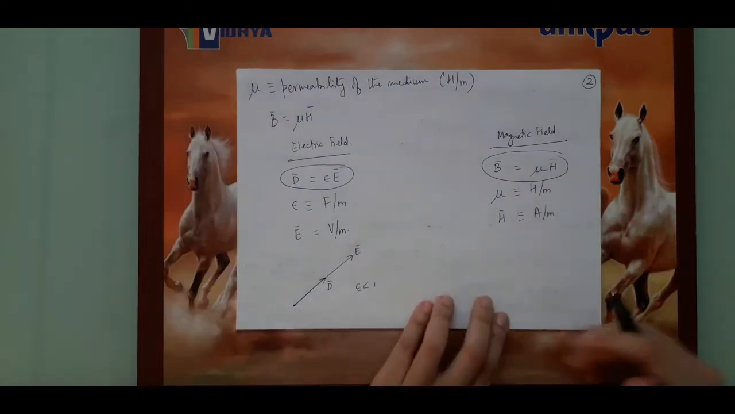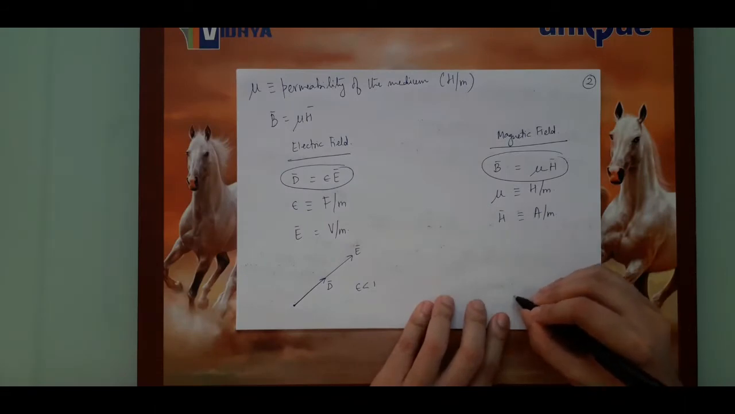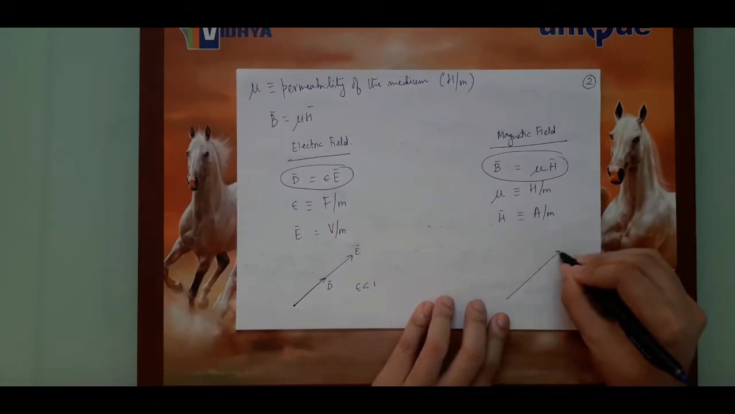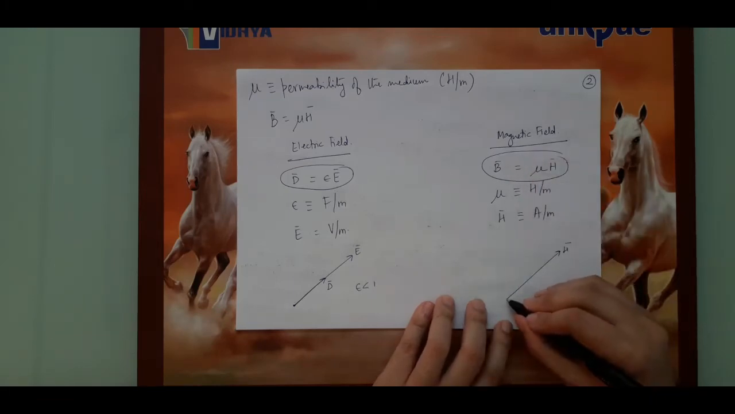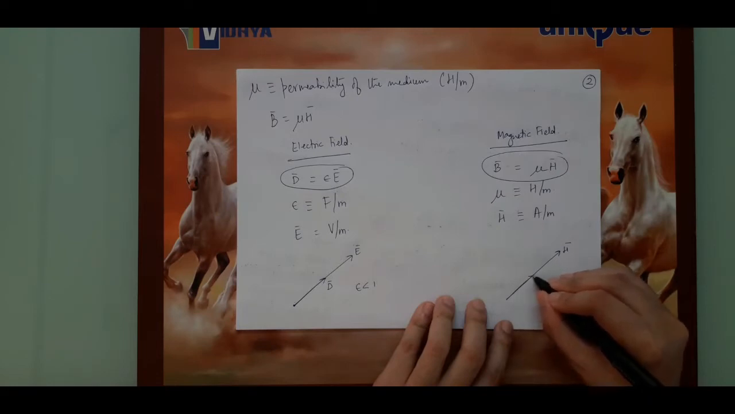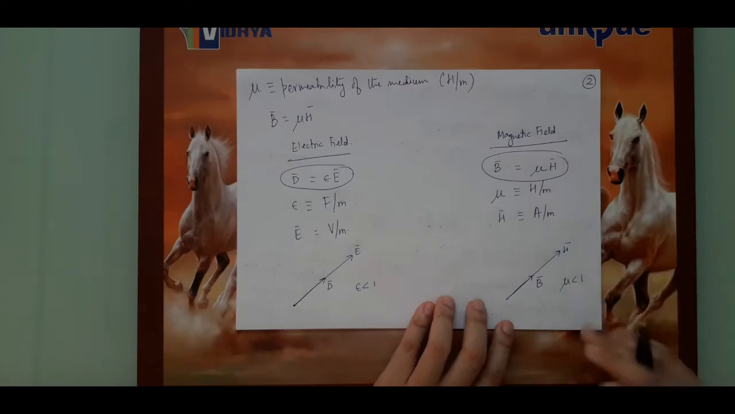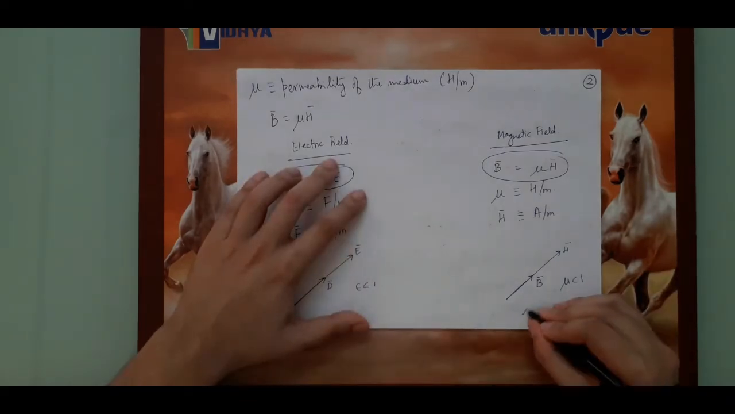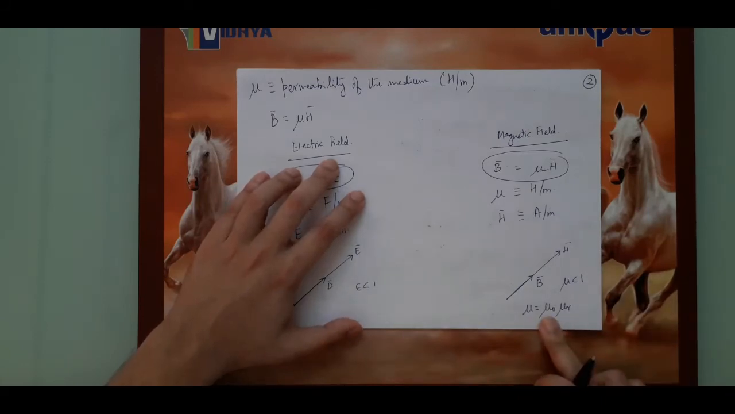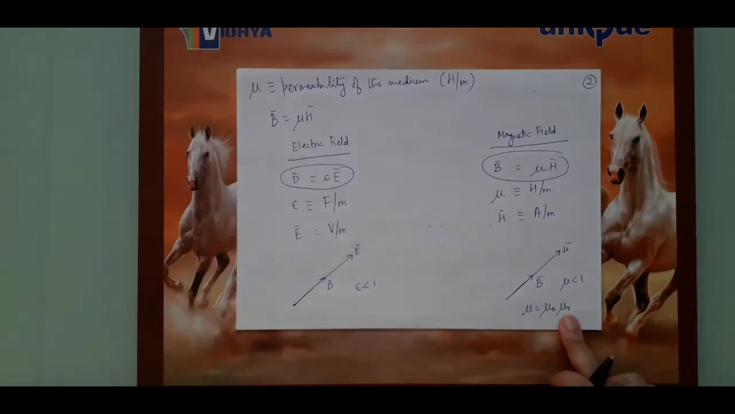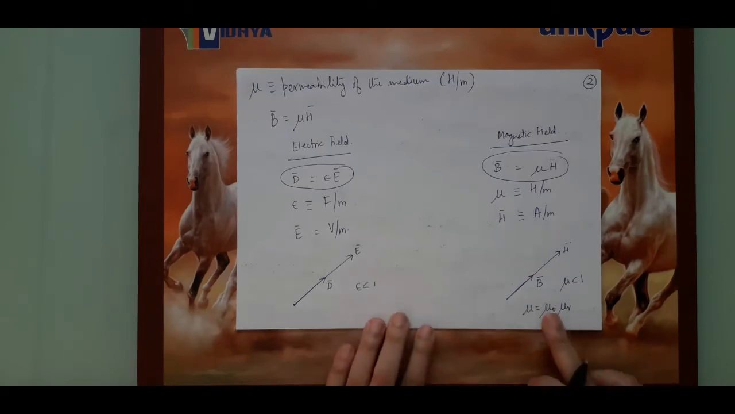Same over here. If I have a magnetic field H and mu is less than 1, then B will be something like this. Now just like epsilon, mu is also mu 0, mu r, where mu 0 is the absolute permeability of free space and mu r is the relative permeability of the medium. So you already know the value of mu 0.